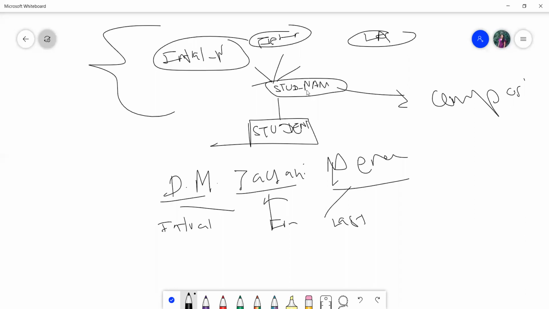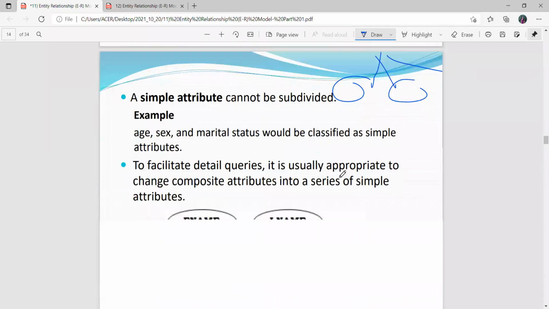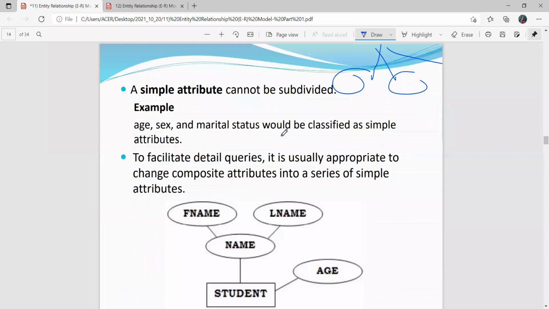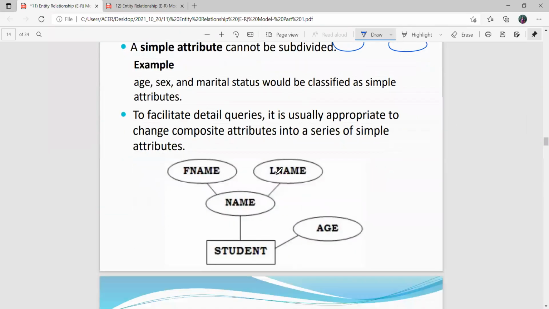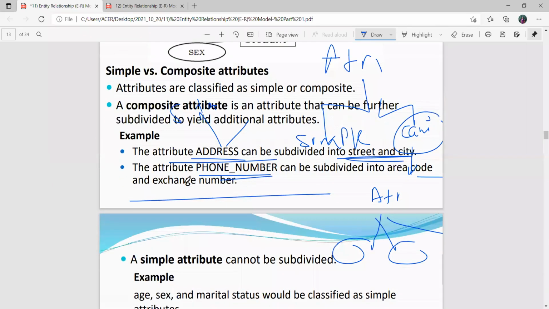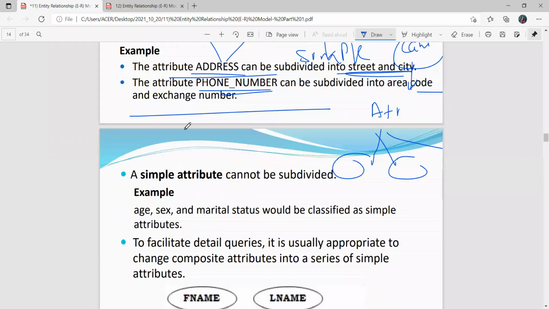It is very important to identify each and every case and the attribute types in the ER diagram when you are drawing an ER diagram. Okay, then let's discuss simple attributes. Before that, can you all hear me clearly?